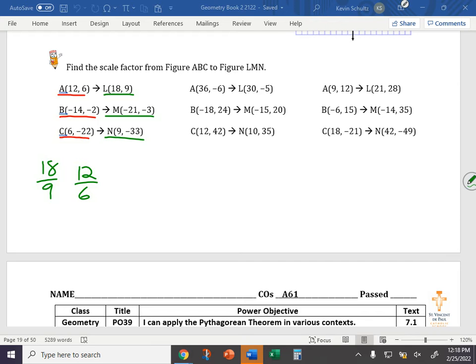Okay, the question that we're asking ourselves is, how do we get from point A to point L? Like, what's done to this 12 to get to that 18? What's done to this 6 to get to that 9? Right? Because that's what that K value is. It's how we get from the original value to the new one.